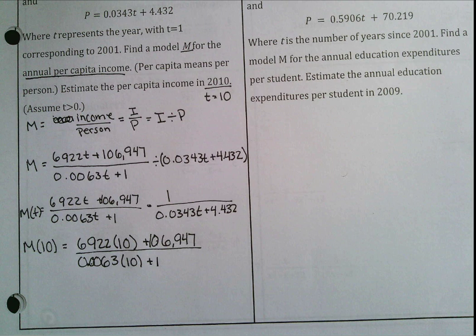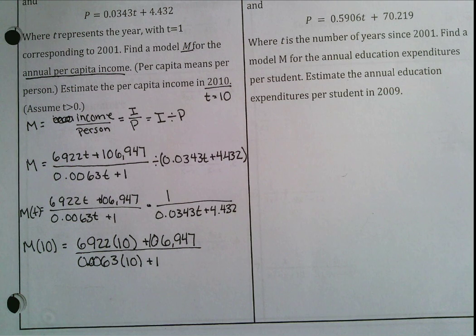Now, I am not going to make you do this by hand. Plug it into a calculator. If you want to try it on your own first, go ahead, pause this, take a second. Answer is 34,707. And this is dollars per person.